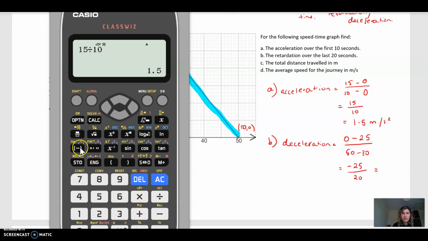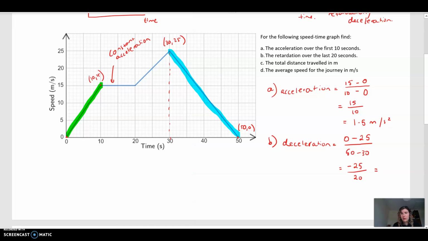Okay, so negative 25 over 20 is negative 1.25 meters per second squared. That would be our deceleration, negative 1.25 meters per second squared. All right, the total distance traveled in meters.